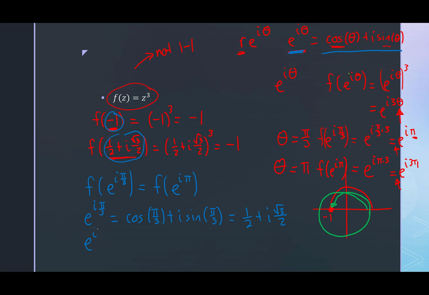And then e to the i pi is equal to cosine of pi plus i sine of pi. Now remember, sine of pi is 0 and cosine of pi is negative 1. So this leaves us with negative 1. So that's how I got my 2 inputs there.